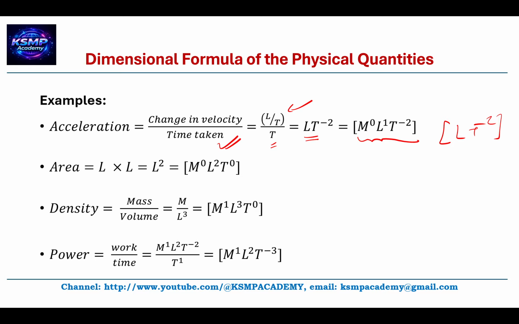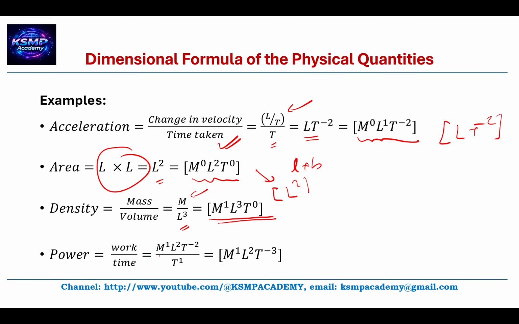Similarly, area is L into B, which is L into L, or L square. This is the dimensional formula, or simply L square that we can write. Density is mass upon volume. Mass is M and volume is L cube. So it gives us M L to the power minus 3, and of course the power of T is 0. So this is the dimensional formula of density.